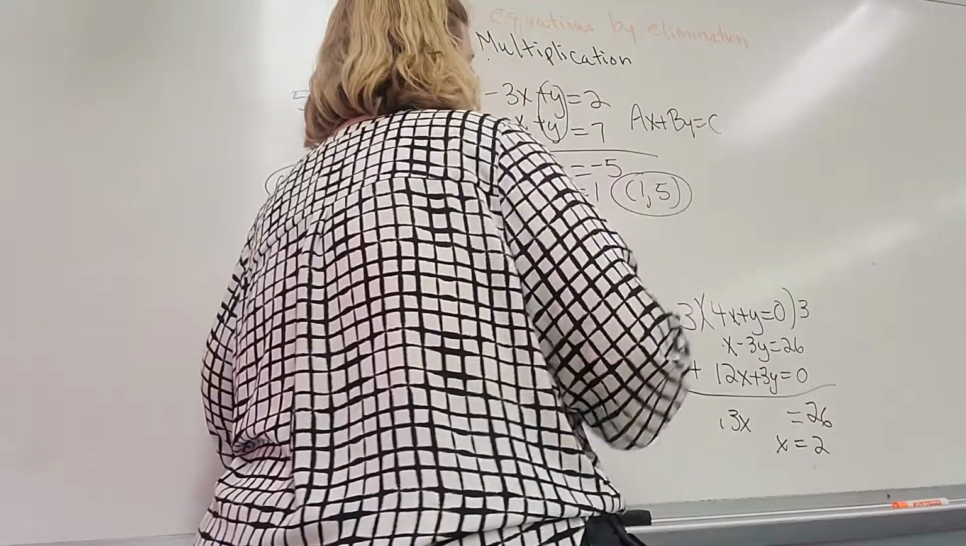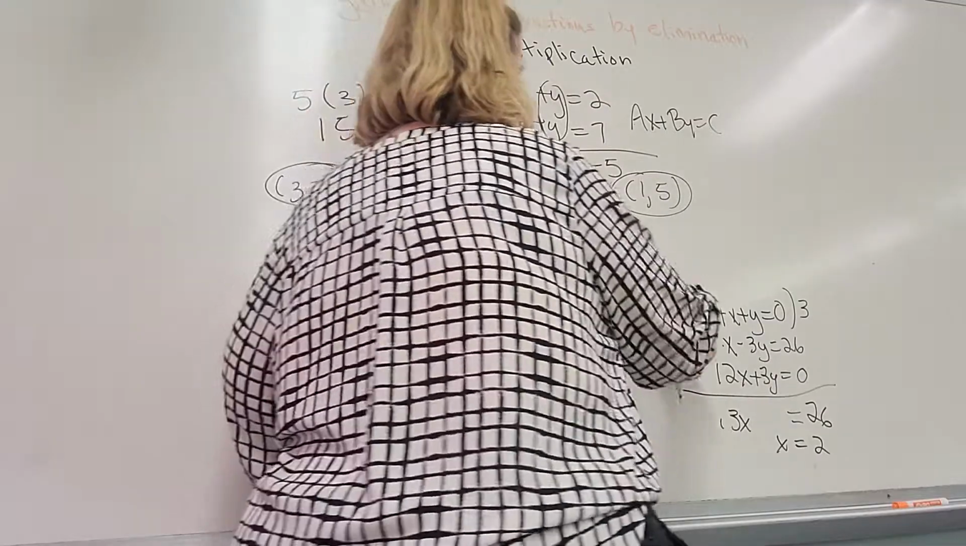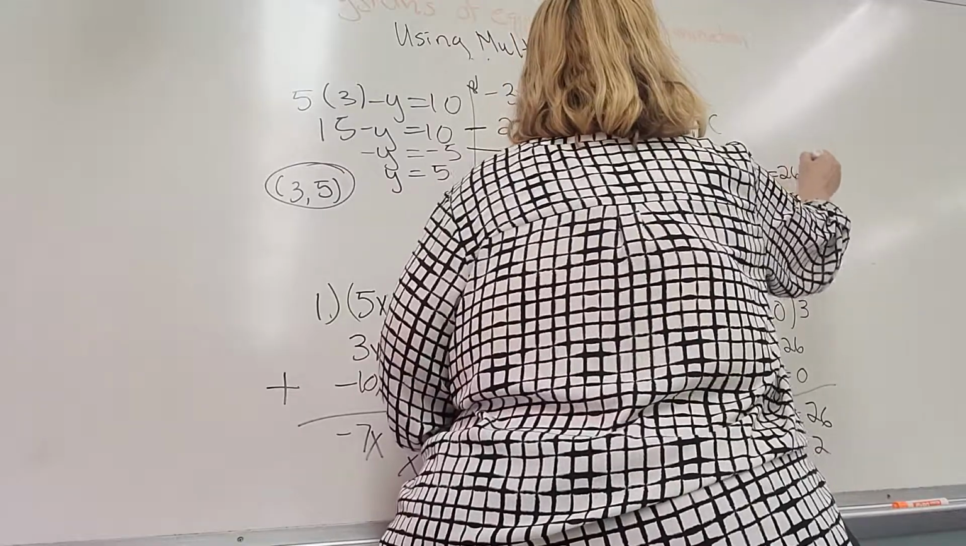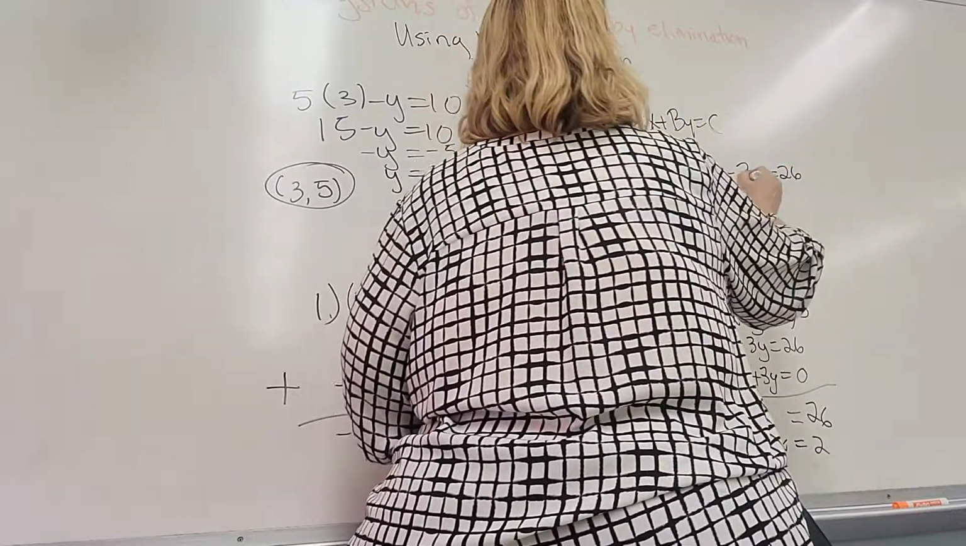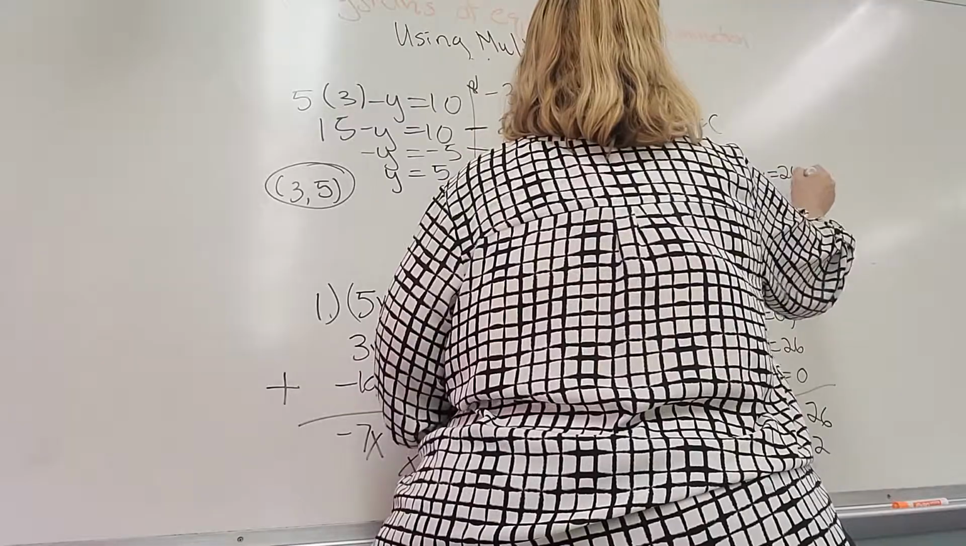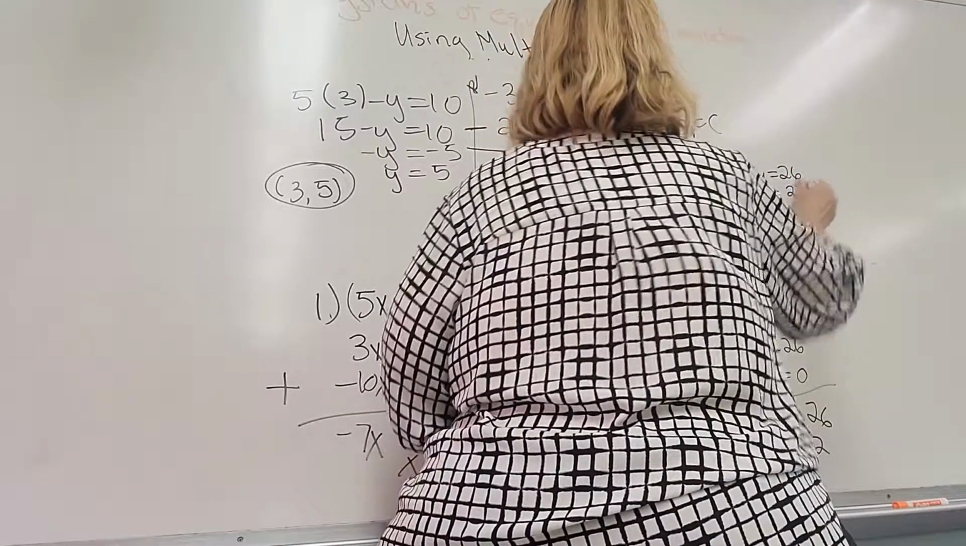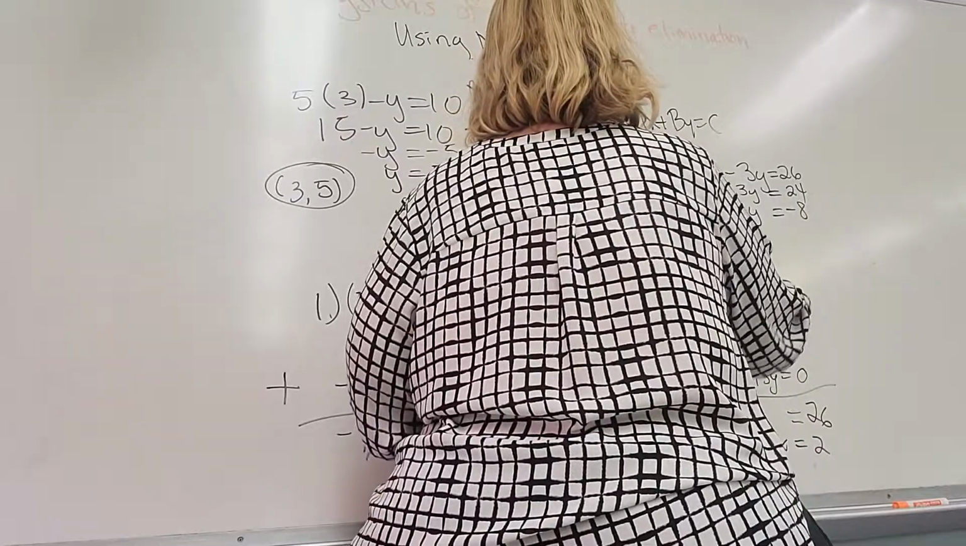Going back to one of the originals and putting in 2 for x, I'm going to use that bottom one. 2 minus 3y equals 26. Subtract 2 from both sides. -3y equals 24. Divide by -3 and y equals -8. So we got 2, -8.